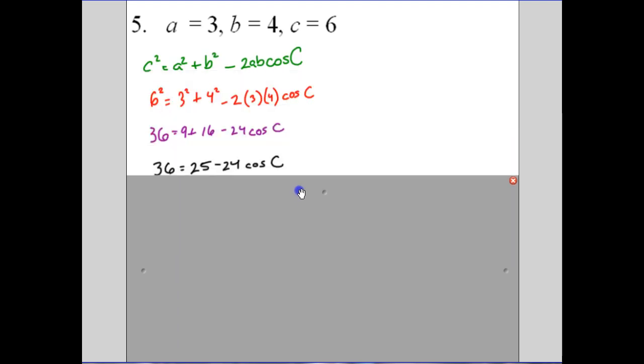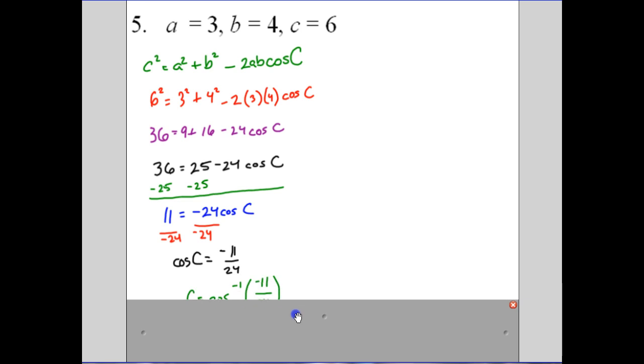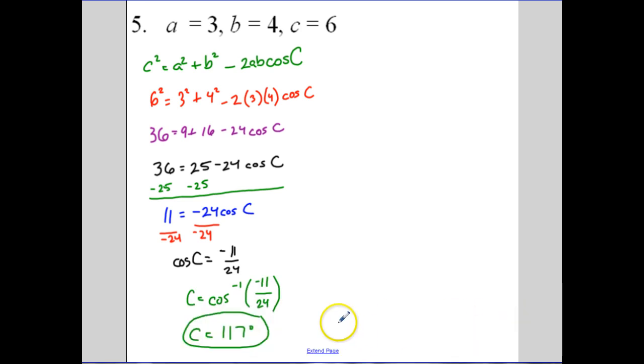Okay, you make all the substitutions, do the same work as before, do the inverse cosine, and now we get the angle of 117 degrees. That makes sense. It's the largest angle. It's across from the largest side.